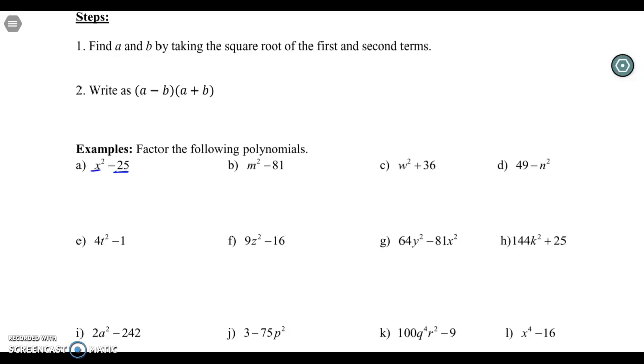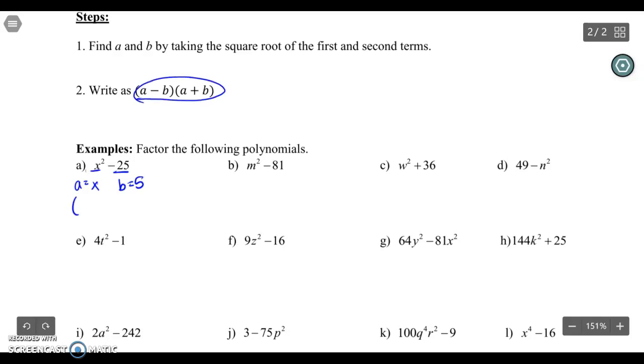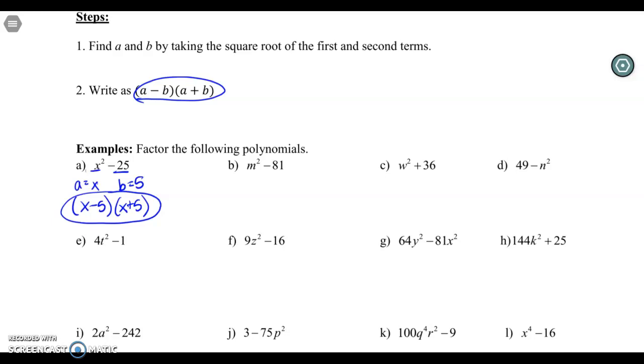So I think, okay, what do I square to get this first term? So what squared is equal to x squared? That one's pretty easy. It's just going to be x. And then what squared gives me 25? Well, 5 times 5 is 25. So I have my A and my B, and then I just take those and I plug them into this formula right here. So I do x minus 5 and x plus 5. And then I'm done. That's the whole thing. Okay? It's not bad at all.